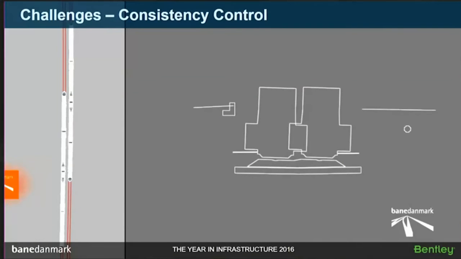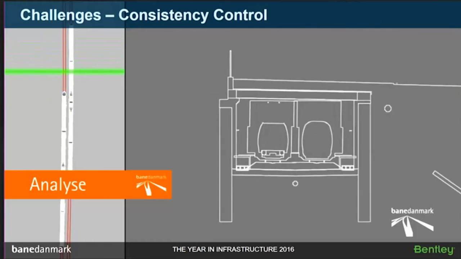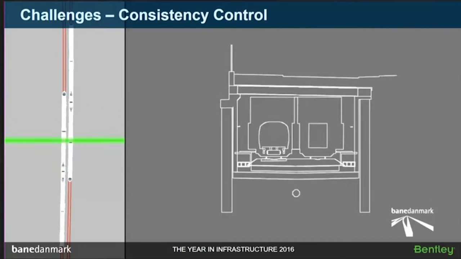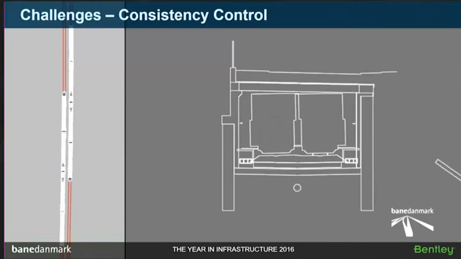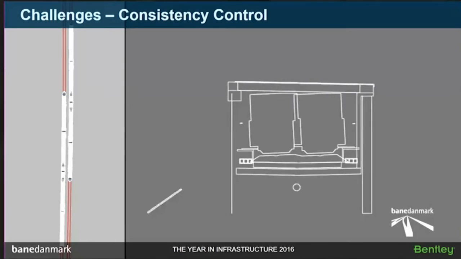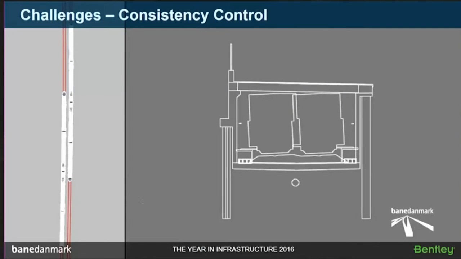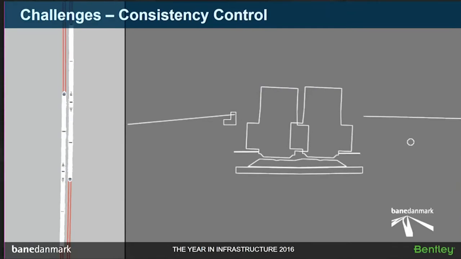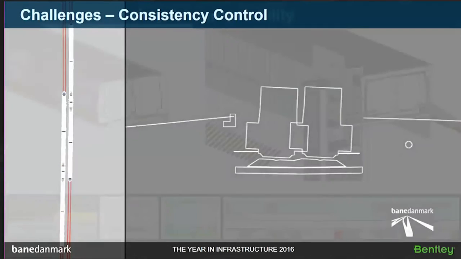Another challenge is to control the consistency of the models. Putting them together, you can use Power Civil to make any type of cross-section in any interval. In this case, it is just a 1 meter interval. And you have all the different disciplines together. Then you have an overview about, okay, what's wrong? Is there anything wrong? Or is it altogether fine?